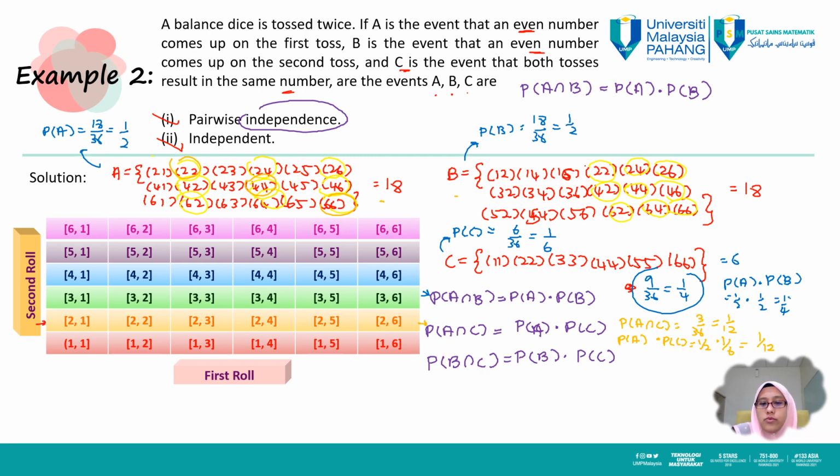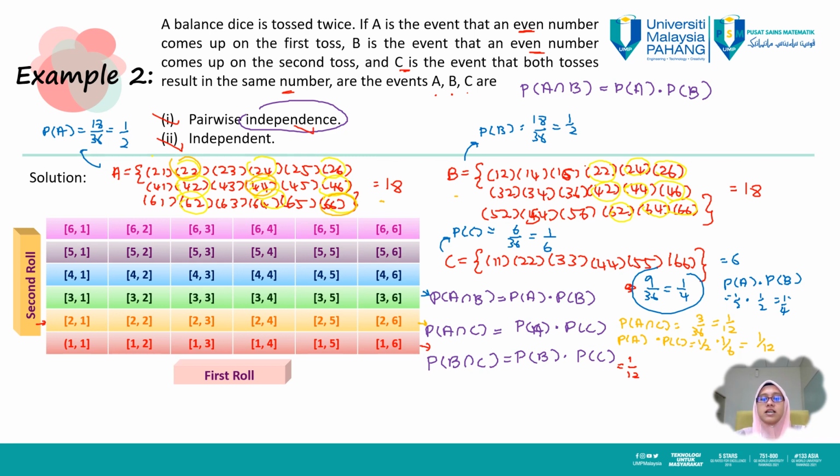I hope you can check P(B intersect C), which is equal to P(B) times P(C). For the last one, the answer is 1 over 12. Make sure you check. So for number one, P(A intersect B), P(A intersect C), and P(B intersect C), this one we call pairwise independence. How about number three?